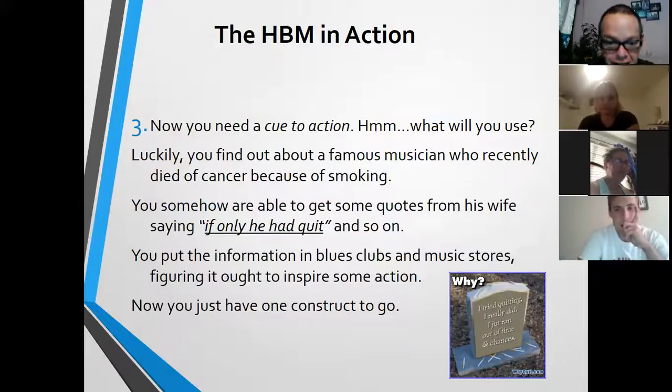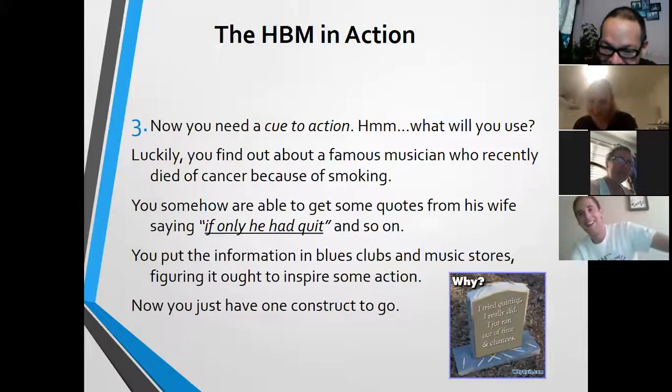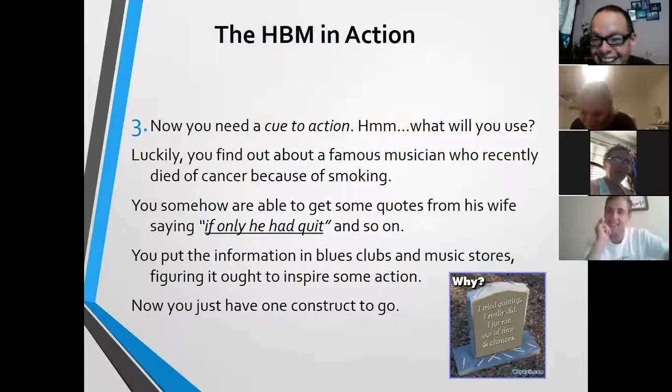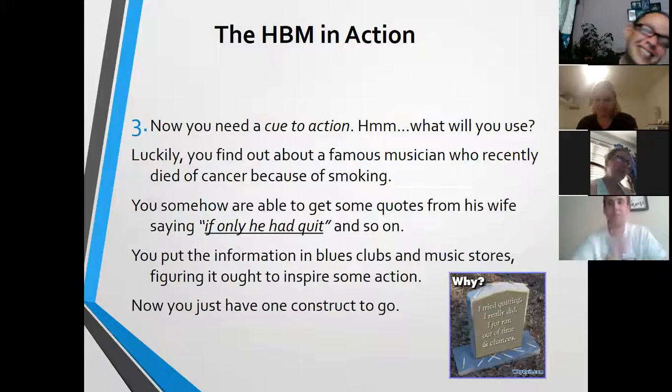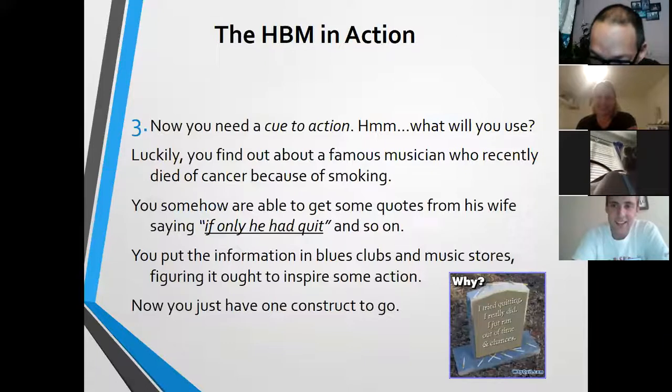It says, finally, that you put the information in blues clubs and music stores, figuring it out to inspire some action. Now do you guys see that picture in the corner? Yeah. And that's also very manipulative. It says, I tried quitting, I really did. I just ran out of time and chances. And cigarettes spread all around the gravestone. Okay. That seems almost too much. Oh, yeah. And it's a website called whyquit.com. Maybe it's related to that. Interesting.